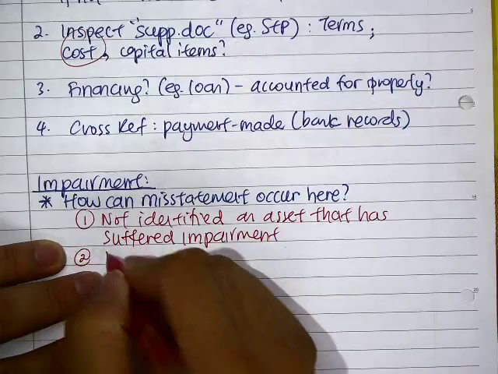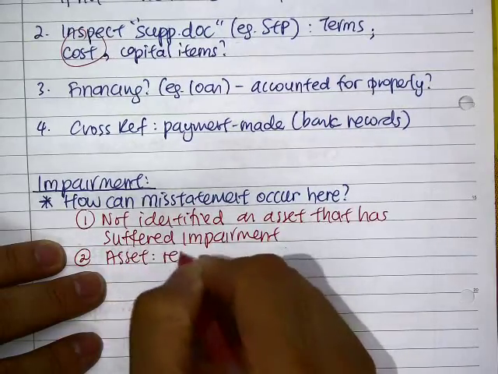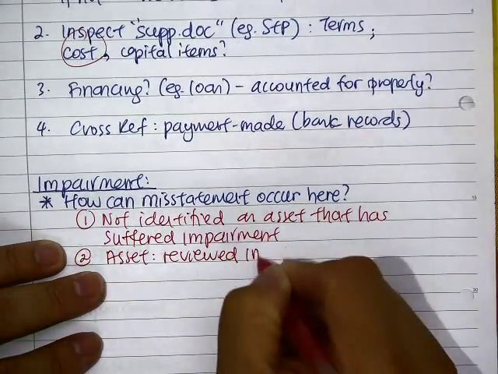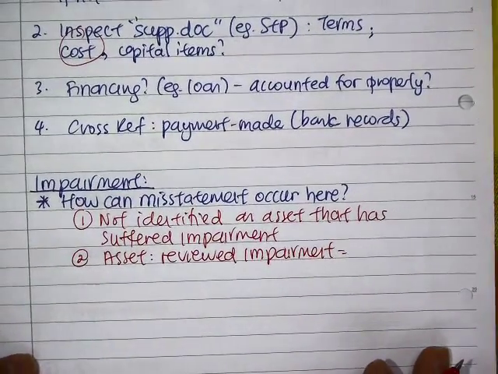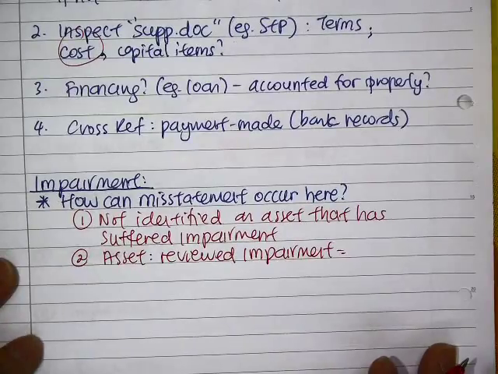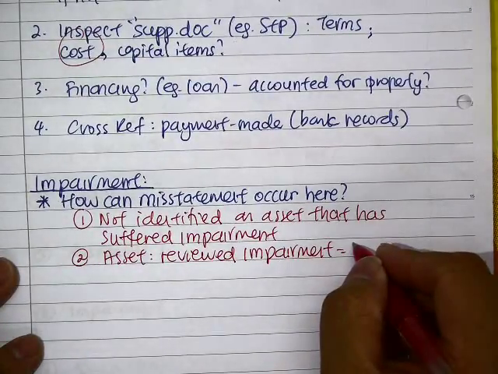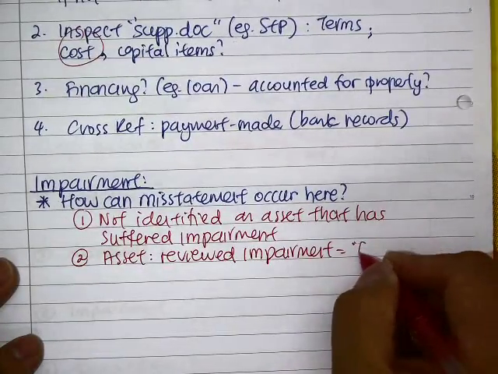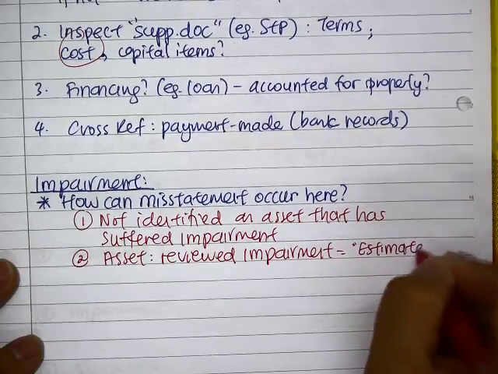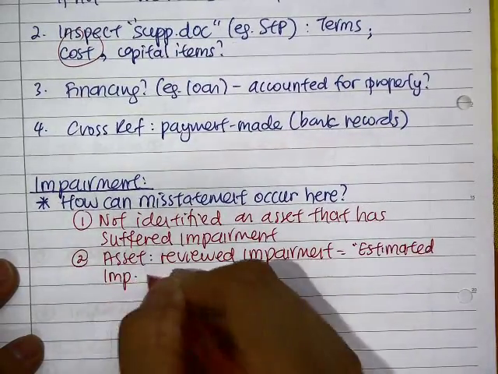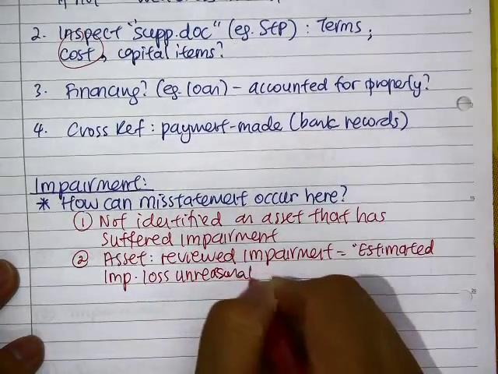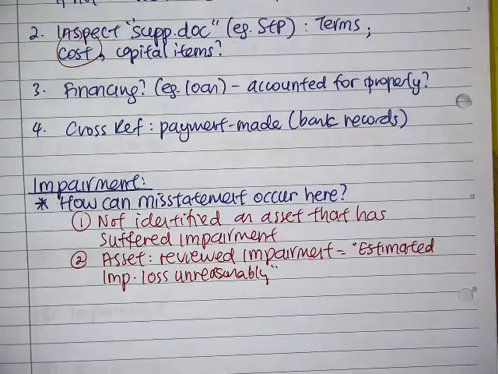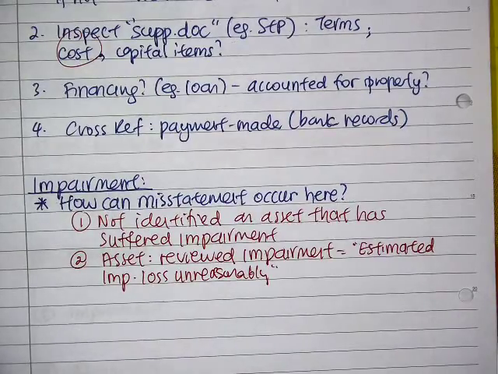Now another way is, this is an asset that you review its impairment, but we estimated the impairment loss unreasonably. So in short, you underestimate the impairment loss. Possible?